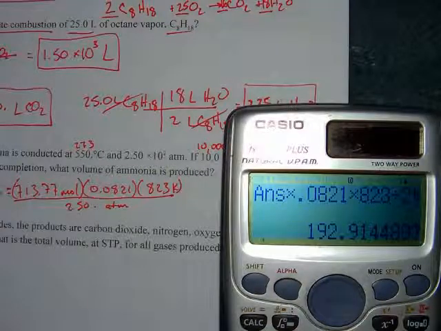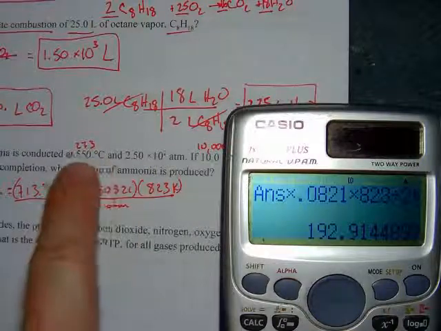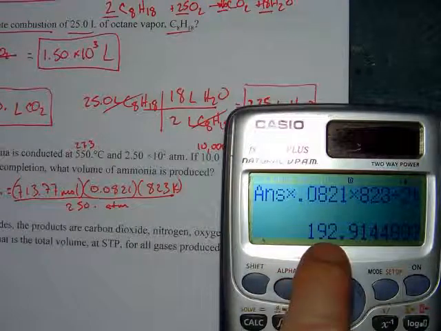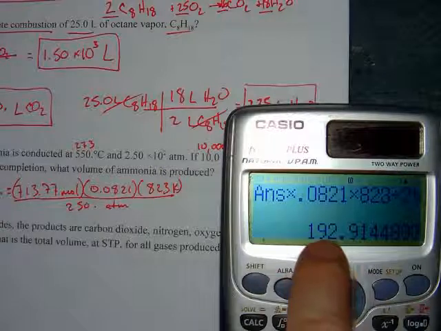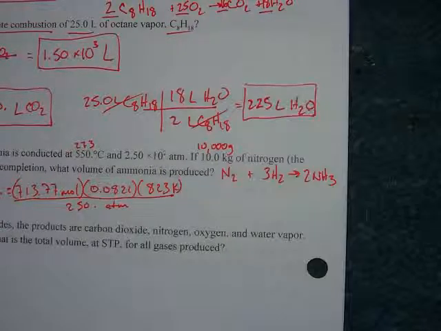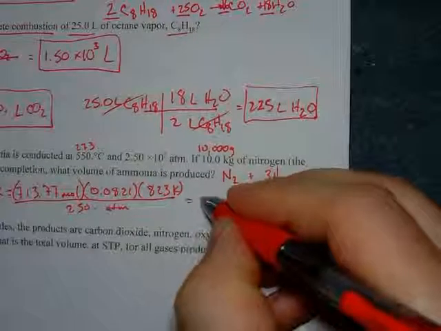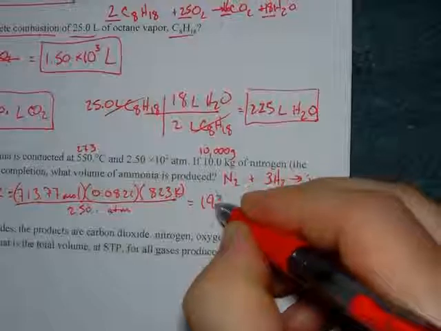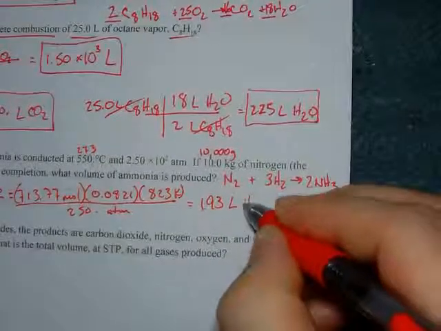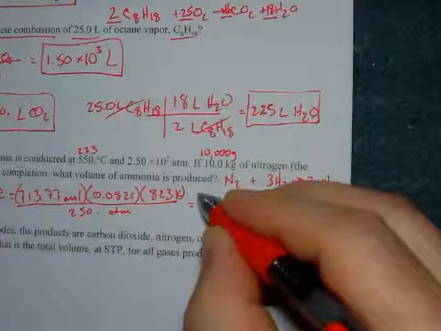That's a lot. All right, now the data given to me by the question is using 3 significant figures, so I need to use 3 significant figures. So I'm going to have this be 193 liters of NH3.